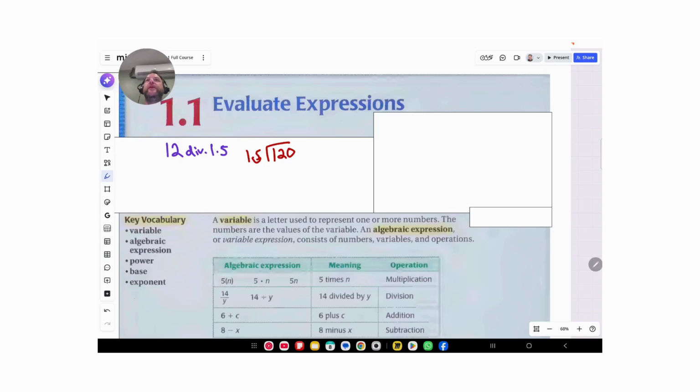Now I can divide 120 by 15, and that's where I get to 8, which makes sense because 8 and 4 halves will get us to 12. 8 plus 4 halves will get us to 12. All right, how about 3.3 times 7?